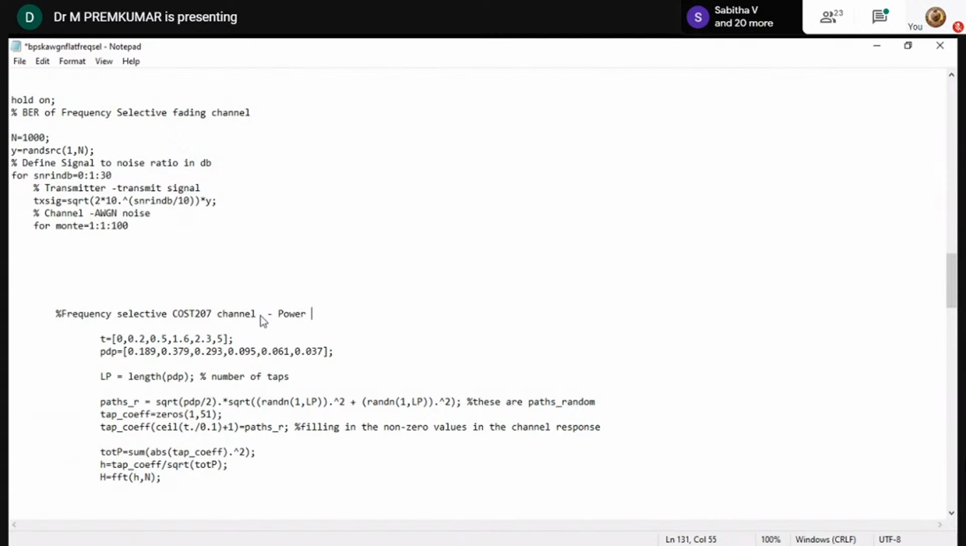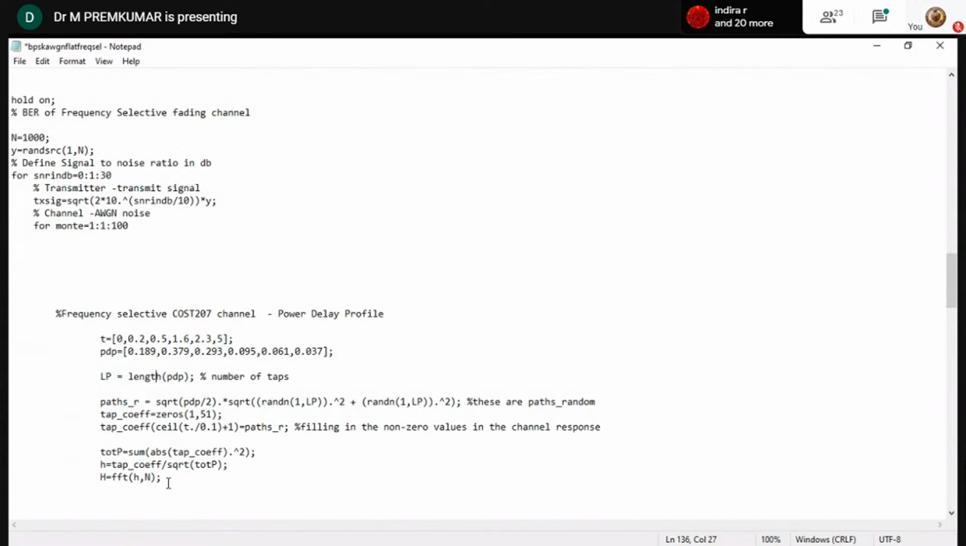You can obtain the power delay profile from very good literature. If you just Google it, you'll find very good power delay profiles for any particular frequency selective fading channel. The time instants are taken, and the power values are obtained.